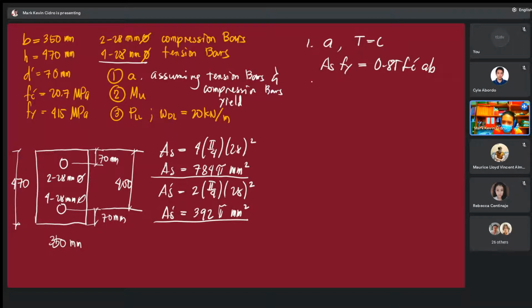Your As here is 784 pi. Assuming the steel has yielded, we use Fy equal to 415. This is equal to 0.85 times Fc prime, which is 20.7, multiplied by A, the unknown, multiplied by B, which is 350. So you can solve for the value of A.